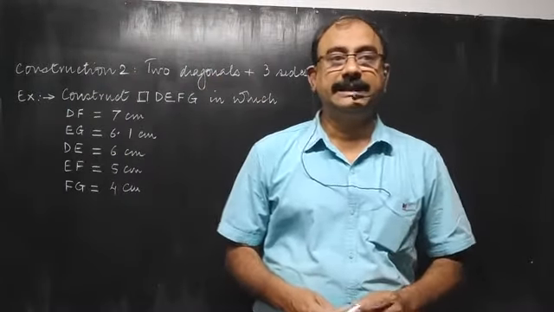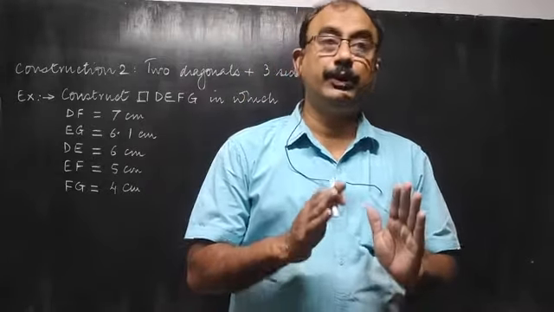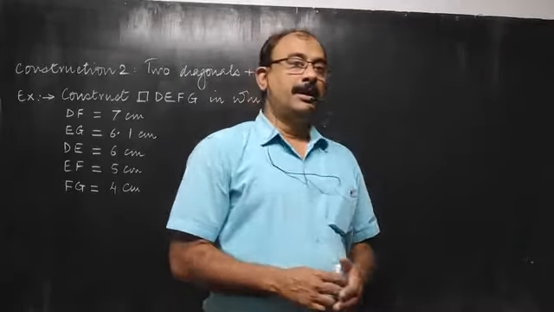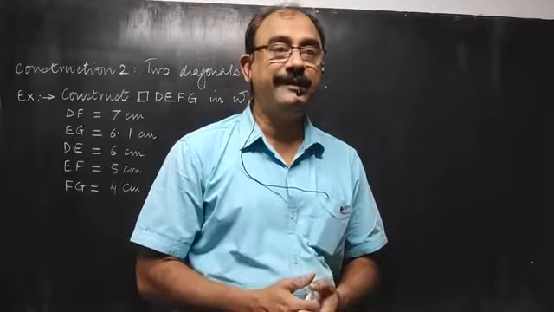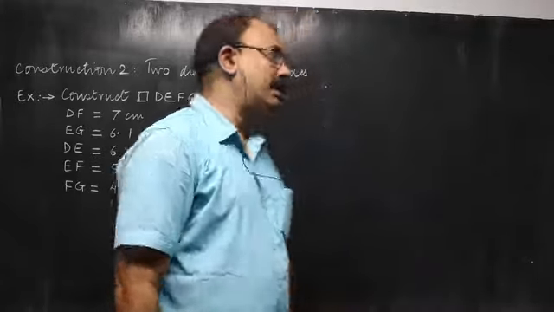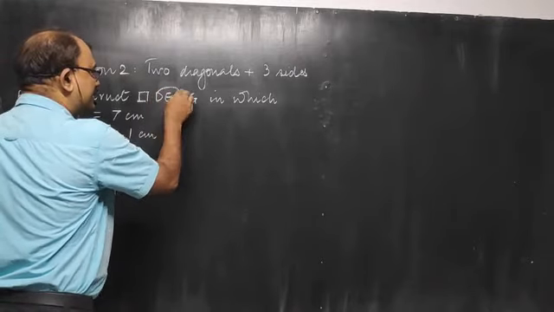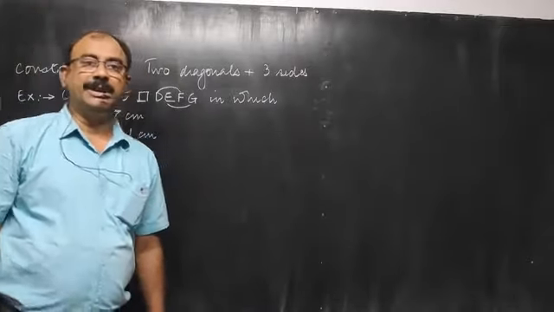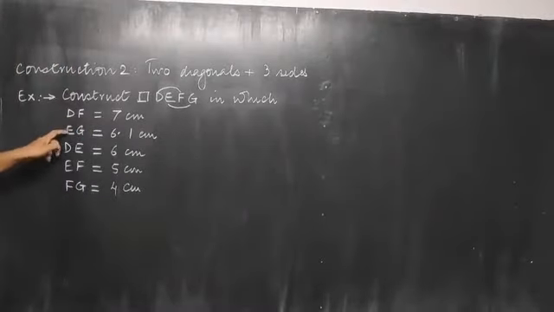Hello children, let us discuss the second type of construction, where you are given two diagonals and three sides of a quadrilateral. Again, in the last lecture I told you how to identify the diagonals from the name of the quadrilateral. Quadrilateral DEFG is given. So this is one diagonal and this is another diagonal. DF is one diagonal and EG is another diagonal. So you are given DF and EG.